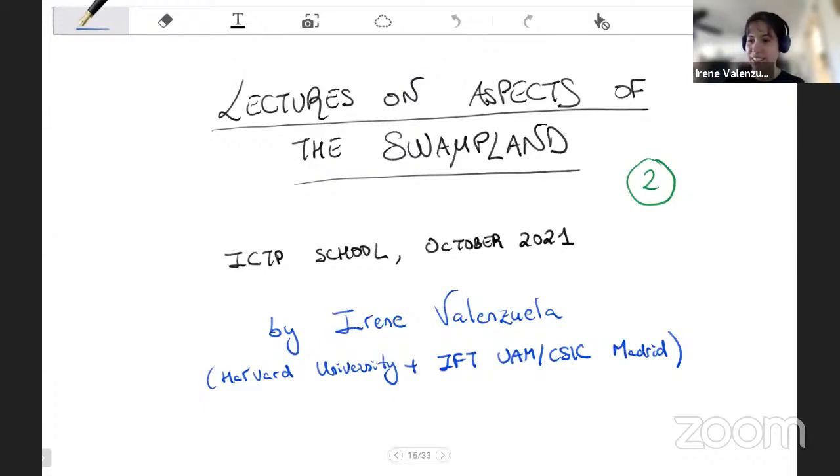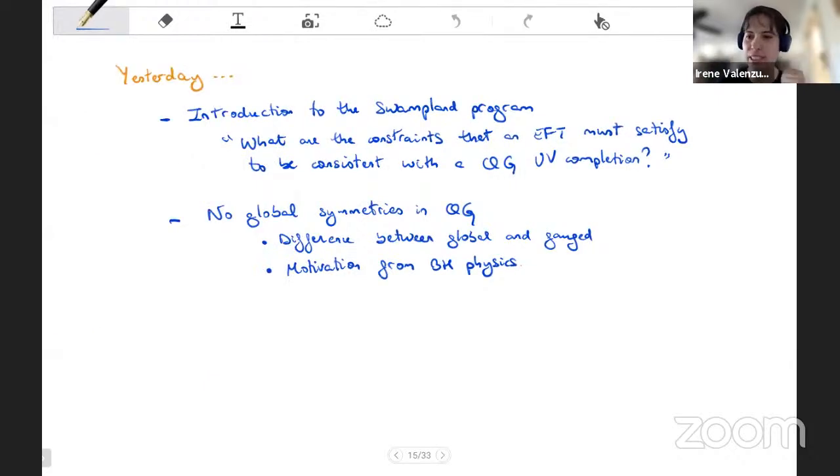So yesterday, we dedicated a lot of time to introduce what the Swampland program is, what are the goals, which is to find what are the constraints that an effective field theory must satisfy to be consistent with a quantum gravity completion. This is a very ambitious program, right? We are trying to understand what are the constraints coming from quantum gravity. And that's why we have to use many different approaches with all the techniques that are at our disposal, either string theory, black hole physics, holography, and so on. But it's also very rewarding in the sense that if we can point out precisely what these constraints are, we can give new phenomenological implications for high energy physics.